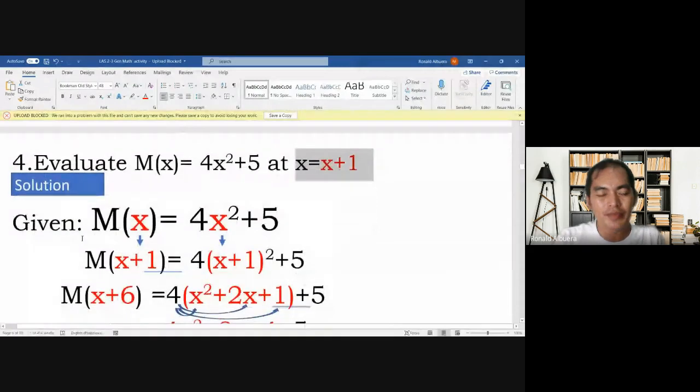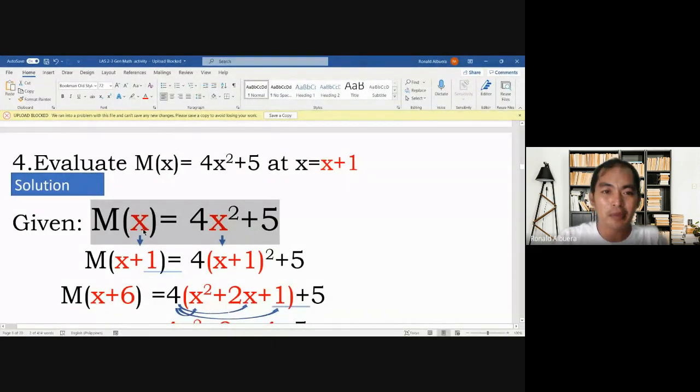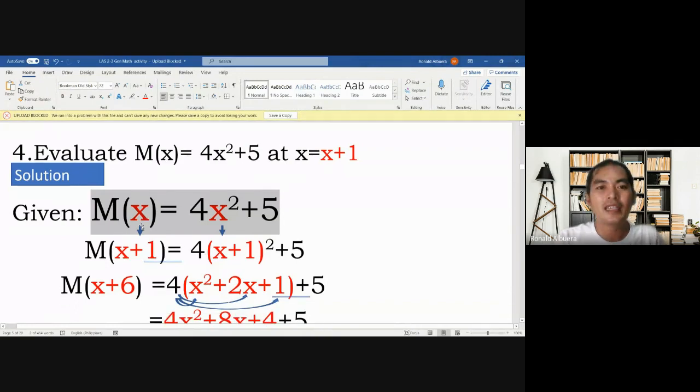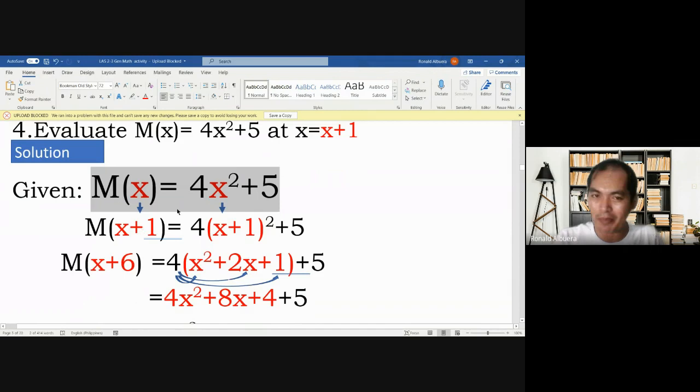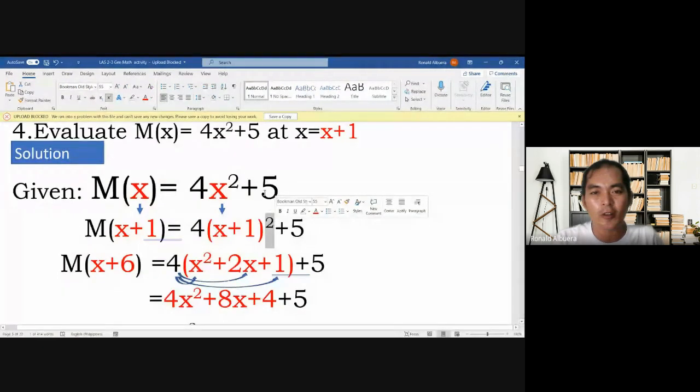Okay. Now, if you notice, kinopya lang natin ang given. Nakakulay pula yung independent variable na x, kasi yan ang papalitan natin ng x plus 1. Okay, so we have m of x plus 1. Papalitan mo rin yung given function sa x. Yung x papalitan natin ng x plus 1. But then you need to enclose it with parentheses at may square sa labas. Then, kokopyahin lang yung plus 5.